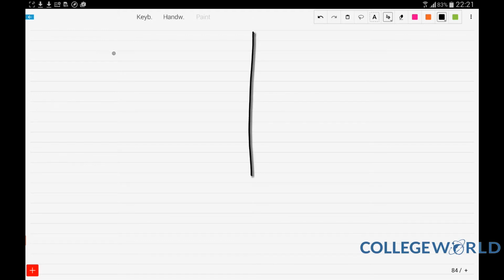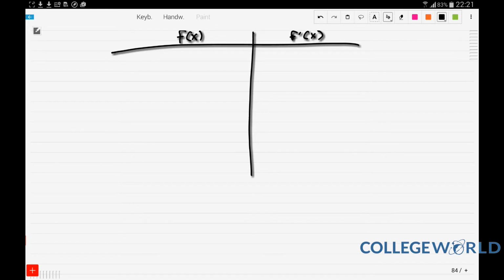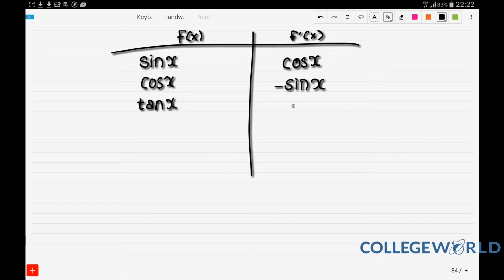Our table is f of x and f prime of x. So we're differentiating really. It's very simple. We know that if we differentiate sine x, we're going to get cosine x. If we differentiate cosine x, we're going to get negative sine x. We also know that if we differentiate tan x, we're going to get sec squared x. And if we differentiate sec x itself, we're going to get sec x tan x.